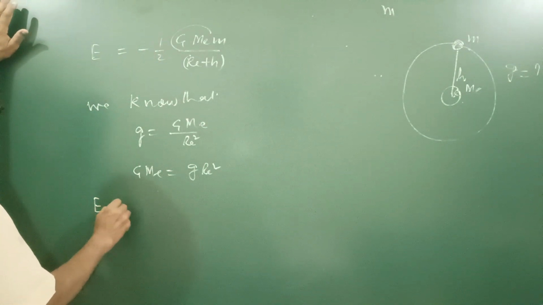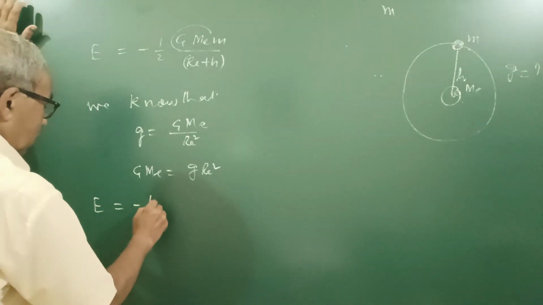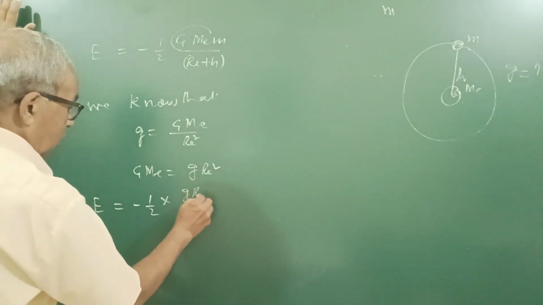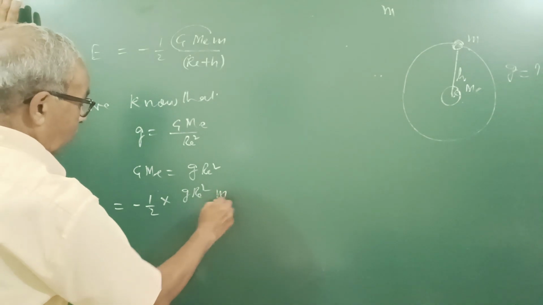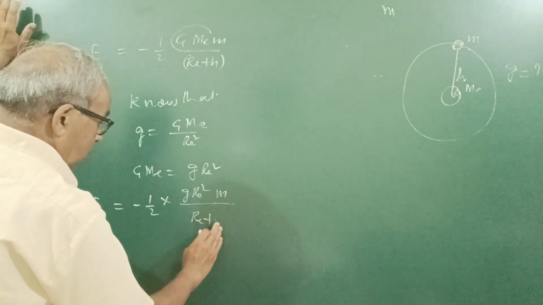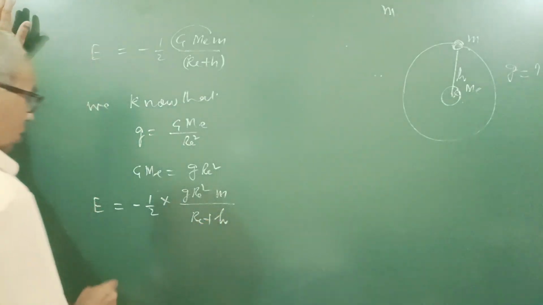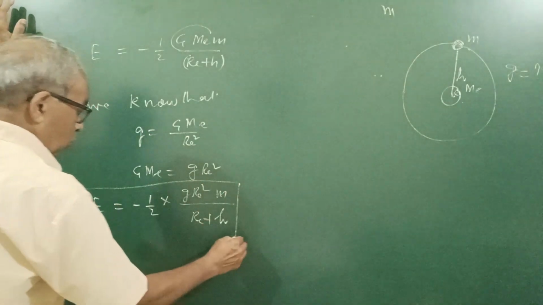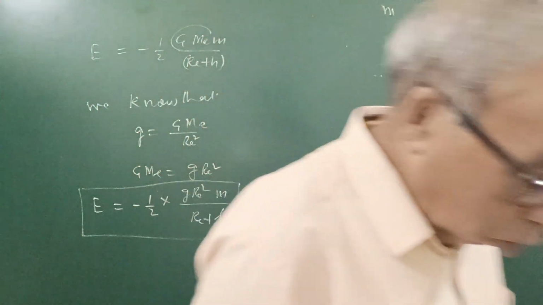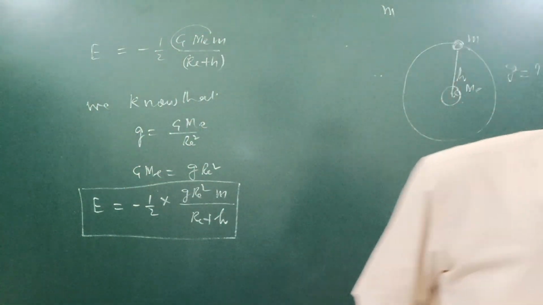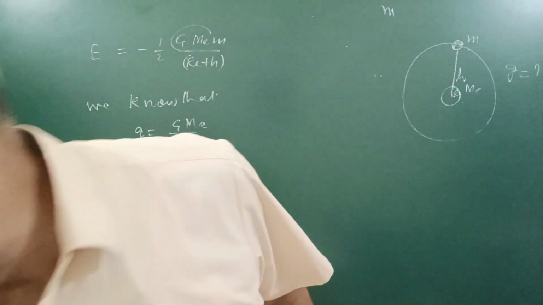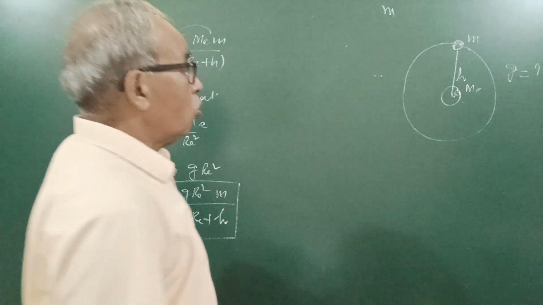I am telling this just for the sake of simplicity, so you don't get confused. So E equals minus half g RE square M upon RE plus h, where h is the height of the satellite orbit. So this is the expression for the total energy of a satellite orbiting the Earth at height h. This is one question, simple, just for the sake of practice.